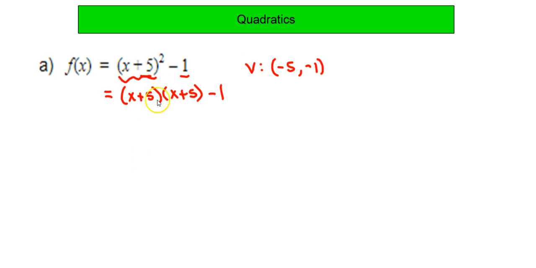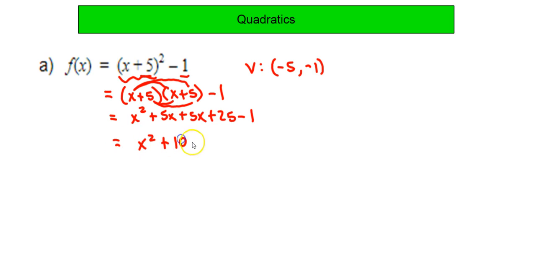So in order to deal with this, we have to distribute twice, or commonly known as FOIL. So x times x is x squared. X times 5 is 5x. 5 times x is also 5x. And then 5 times 5 is 25, and I've got my -1 tacked onto the end of it. Go ahead and simplify and combine, and I've got x squared plus 10x plus 24.